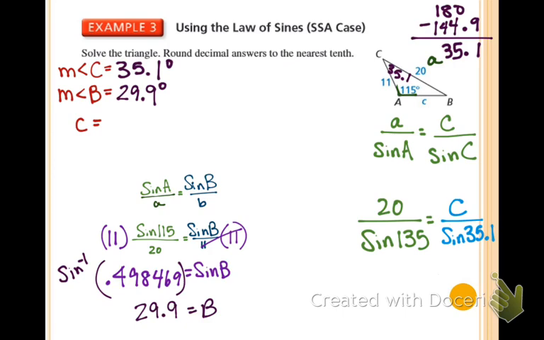All right, so now what is happening to side C? It's being divided. So what's the opposite of dividing? Multiplying. So we're going to multiply both sides by sine of 35.1. Both sides. I know I ran out of room on that side. And then we'll figure out what side C is. You'll type it in exactly like you see on the screen. Sine of 35.1 times 20 over sine of 135.